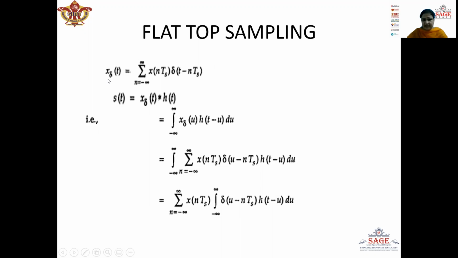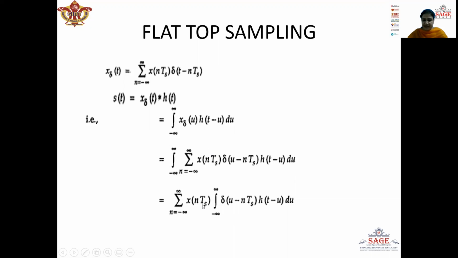Now, we will take x_delta(u) from this equation only by replacing small t by small u. So here we will take the integration from minus infinity to infinity. Instead of x_delta(u), I will write this equation by replacing small t with small u. So I'll get summation x(nTs) delta(u minus nTs) h(t minus u) du. Now, since x(nTs) has a constant value because it is defined at integral multiples of Ts, we can take it out of the integral sign.